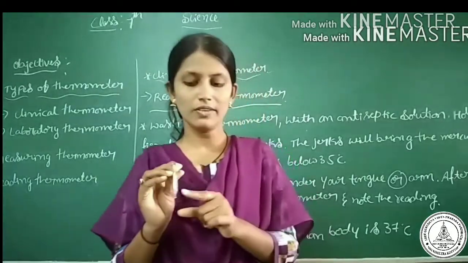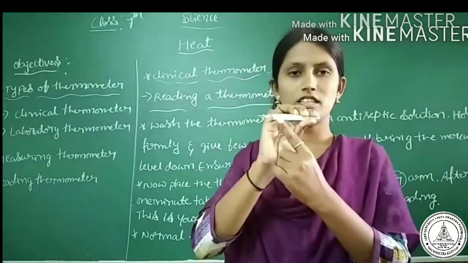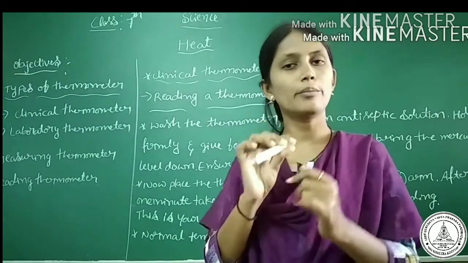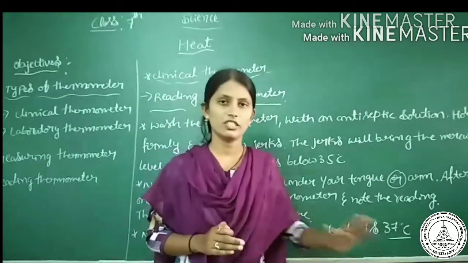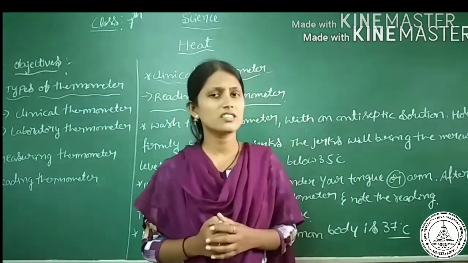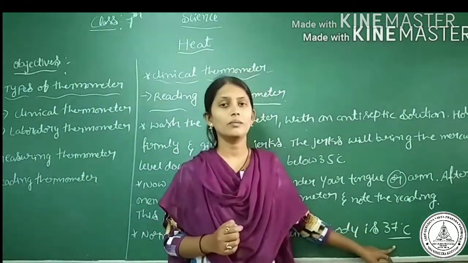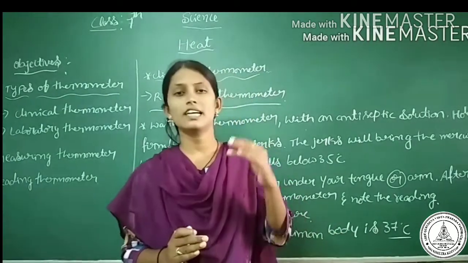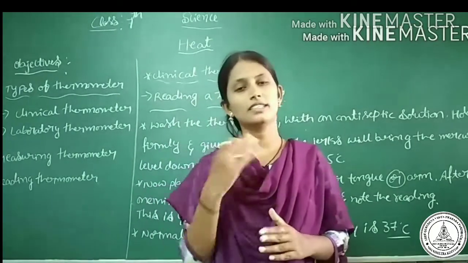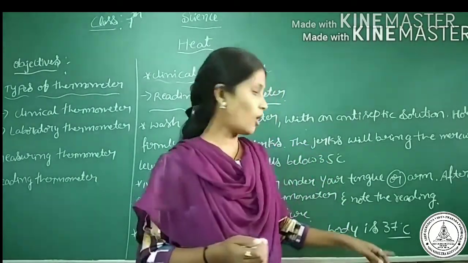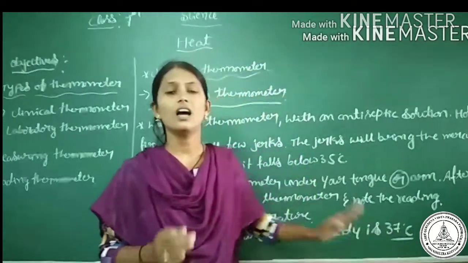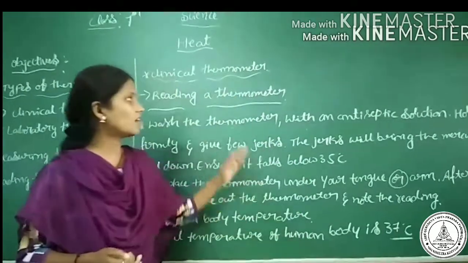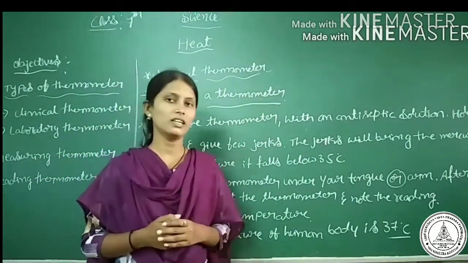When the mercury level reaches a certain scale, at what scale does it stop? That is the body temperature. Normal human body temperature is 37 degrees. So you can ask, do all humans have exactly 37 degrees? No. It might be slightly less or slightly greater. Here, normal temperature is the average of all healthy persons' body temperatures. This is all about how to use the clinical thermometer.